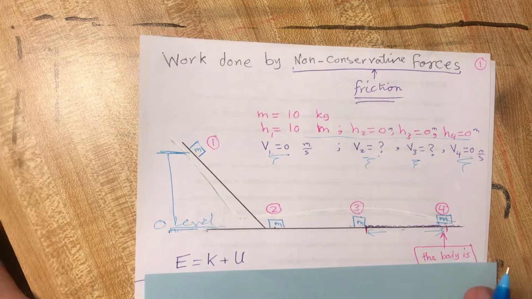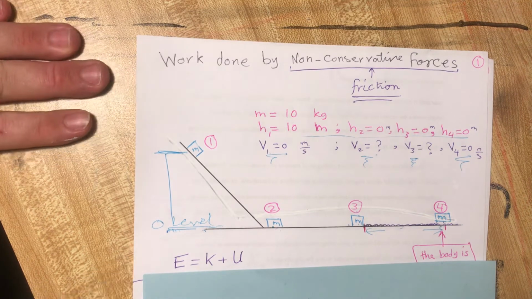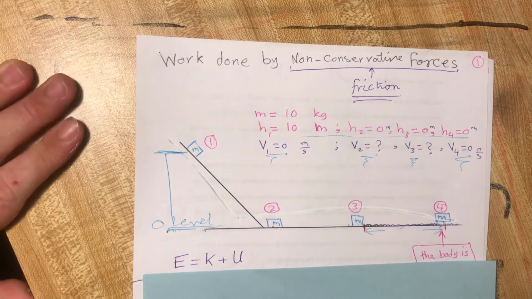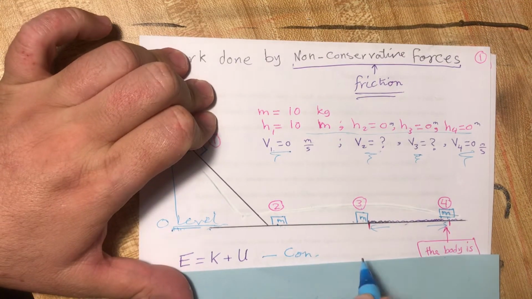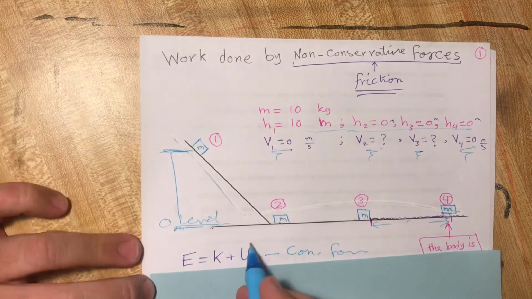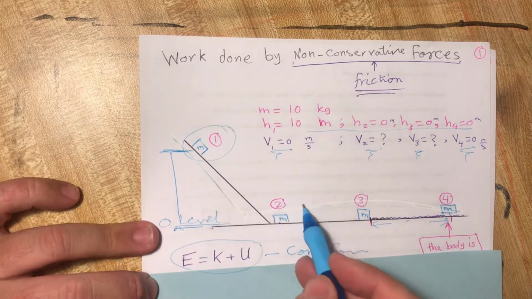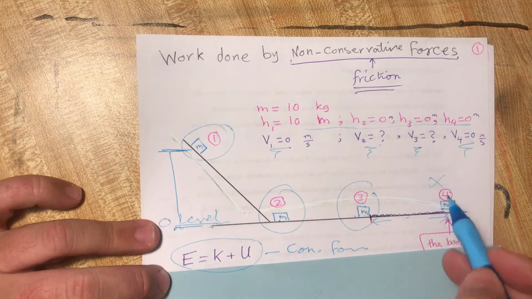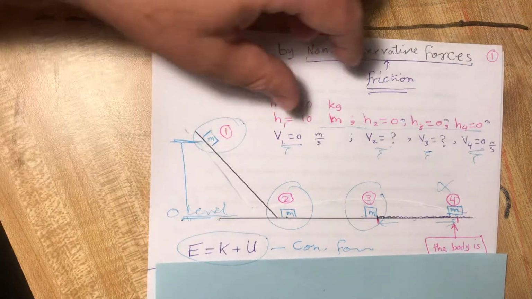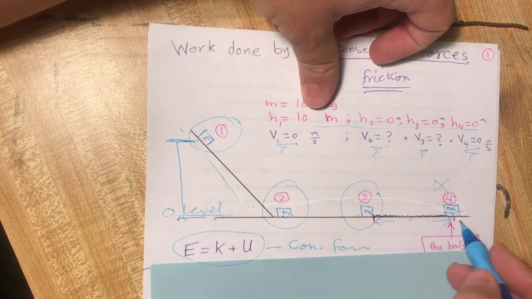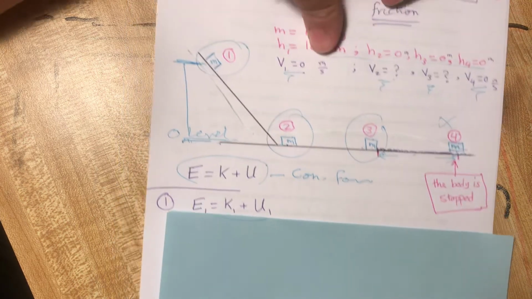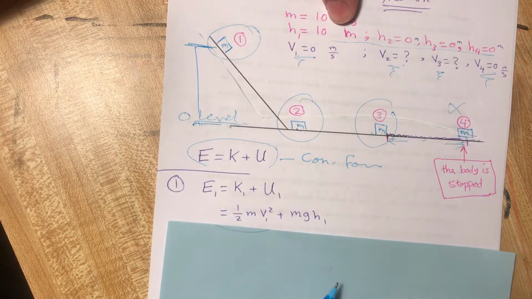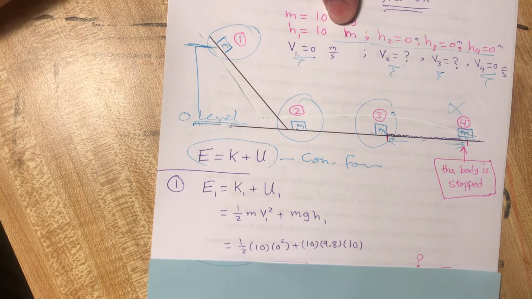Does that make sense? Now we know that the mechanical energy is always equal to kinetic energy plus potential energy, and this is for conservative forces. This equation will be right in this case, in this case, and in this case. It will not be right here at point number 4 because we have non-conservative force in this area. We will see that.